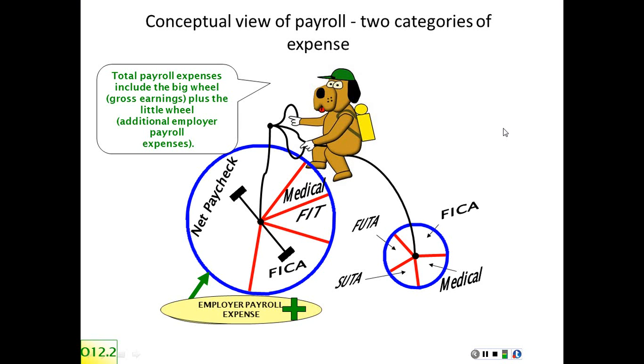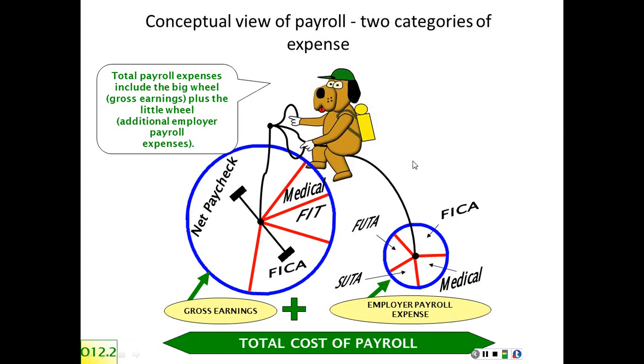I'm going to show this slide several times throughout the course. I'm going to insert it into the discussion. It's something that I used in the past. It's kind of silly, but the point it's trying to make is that when we're dealing with the payroll process, we can view the payroll process as having a total cost to the employer, and that cost is made up of 2 expense areas. This big wheel here on this old-fashioned big wheel bicycle, those are the gross earnings, the total, which is an expense to the employer, whatever the gross earnings are.